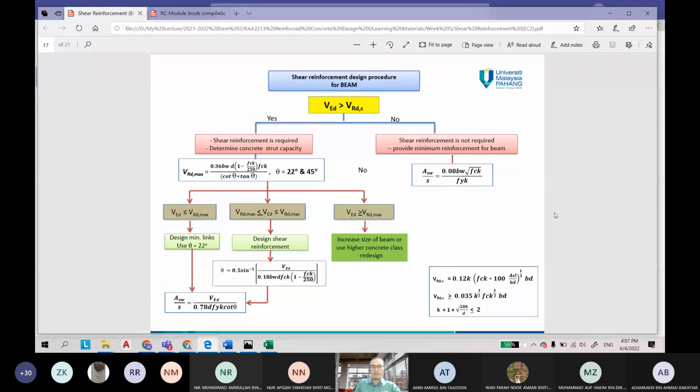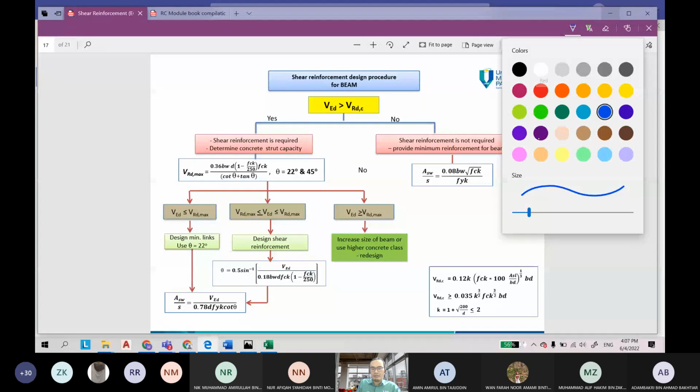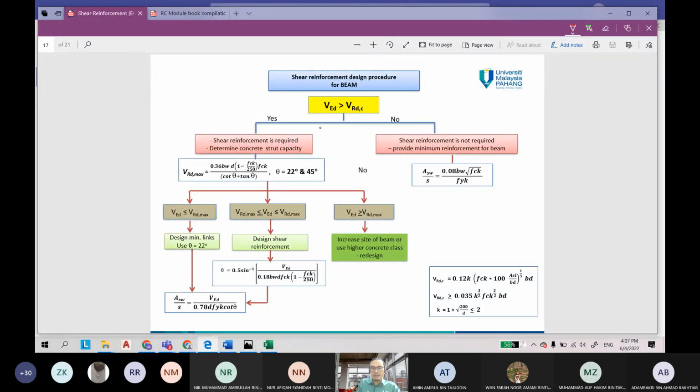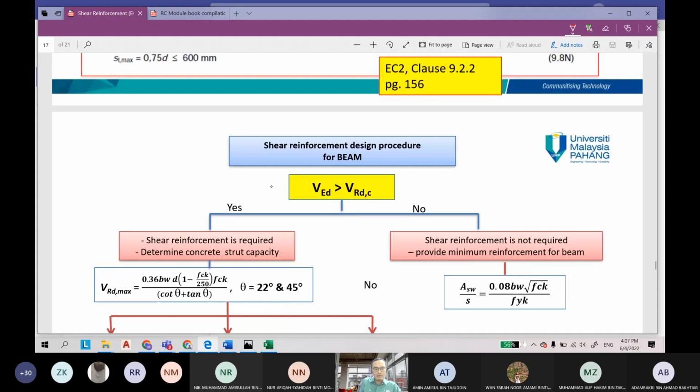First of all, we must check the VED. VED is the design shear force. As in beam, we have MED, the design bending moment we obtain from the structural analysis. Likewise, we obtain the VED from the structural analysis.